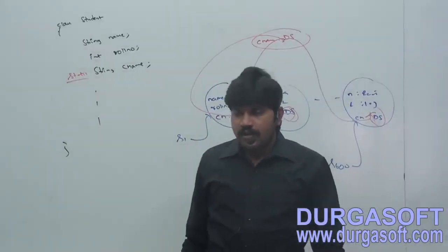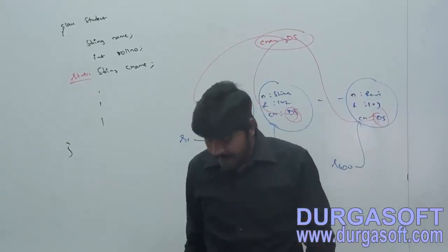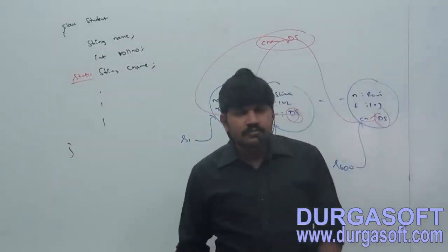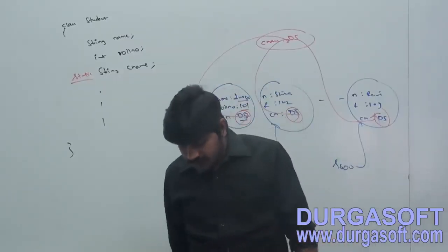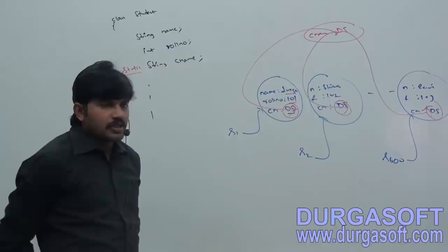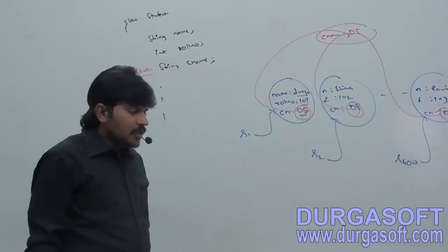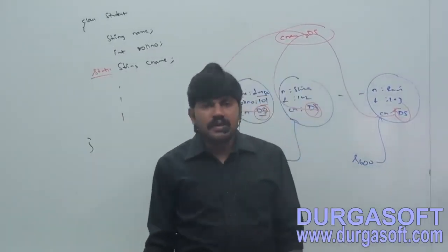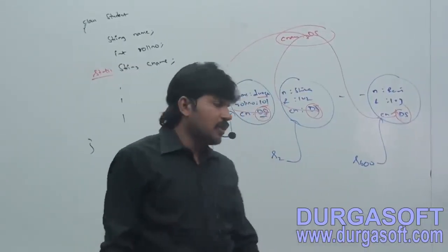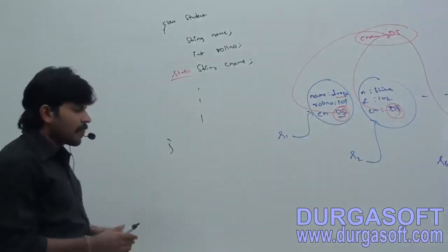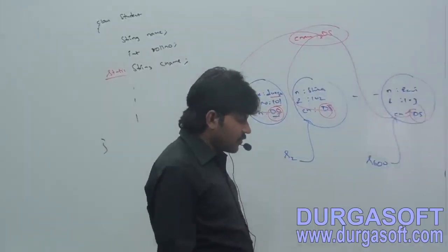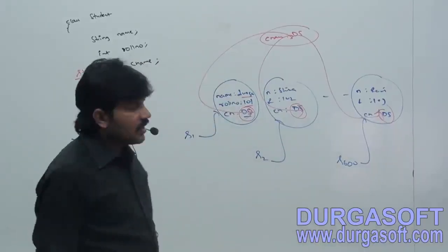Okay, add. First point: if the value of a variable is not varied from object to object, then it is not recommended to declare the variable as an instance variable.